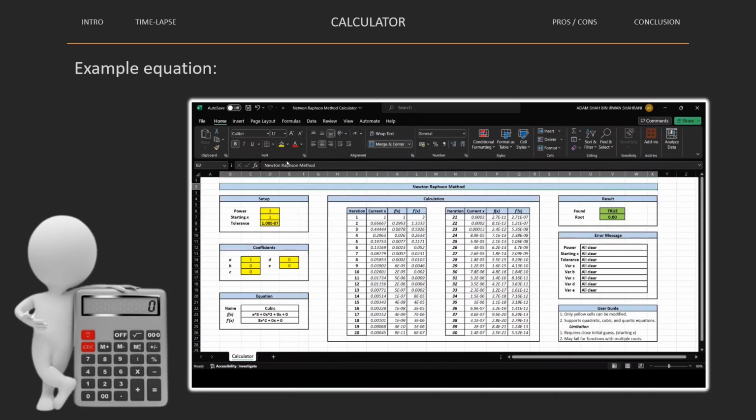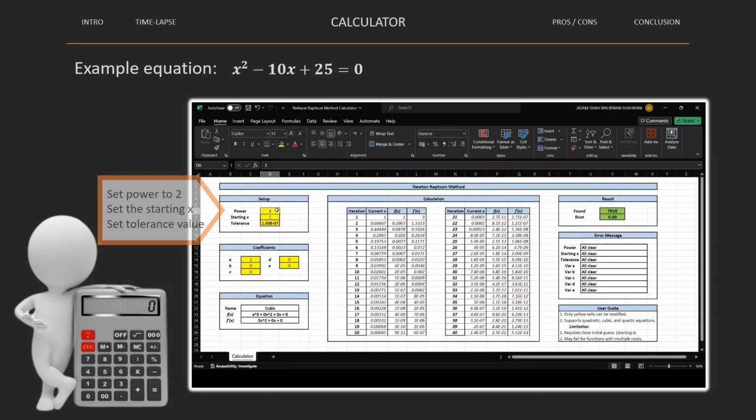Let's consider a quadratic equation as an example. x squared minus 10x plus 25 equal to 0. We'll use our calculator to find its roots using the Newton-Raphson method. First, in the setup section, we put 2 as the power of our function, indicating it's a quadratic equation. We also provide an initial guess for the root and a tolerance value.